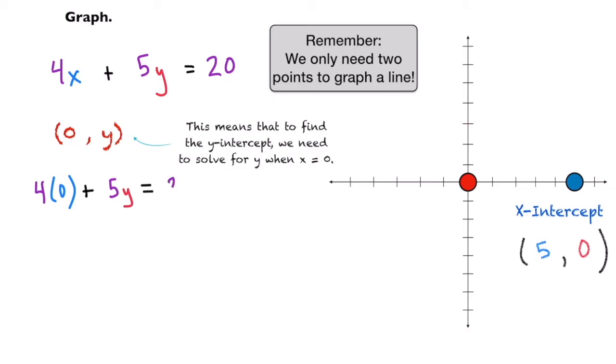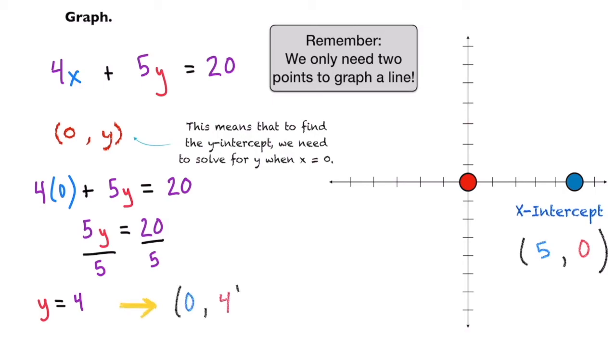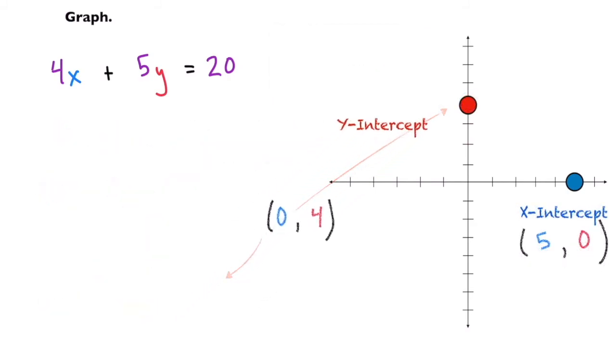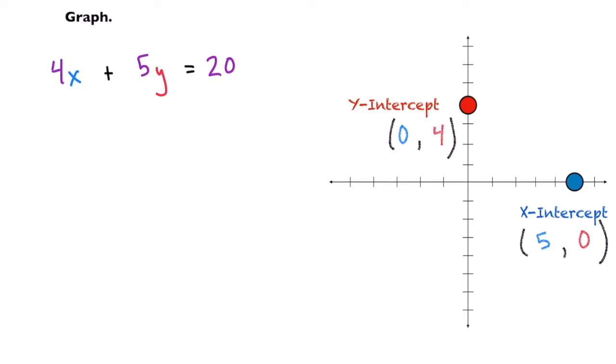So we're going to plug in 0 for x, meaning that first part, 4 times 0, can go away. We don't need to write plus 0. So we end up with 5y equals 20, and all we need to do is divide each side by 5. And we'd end up with y equals 4. So when x equals 0, y equals 4. So we have a point, (0, 4). We can plot this as our y-intercept. And here's (0, 4).